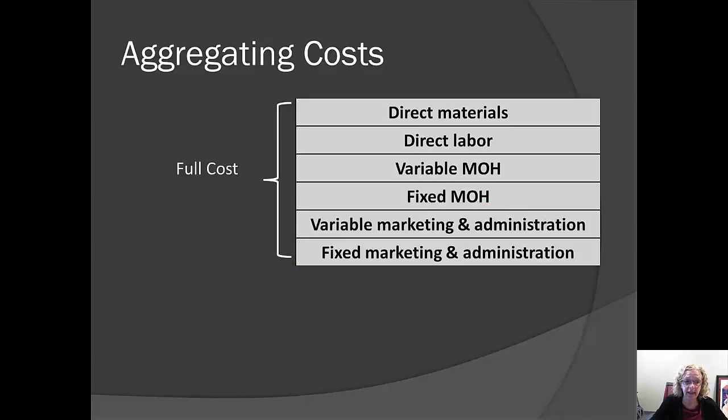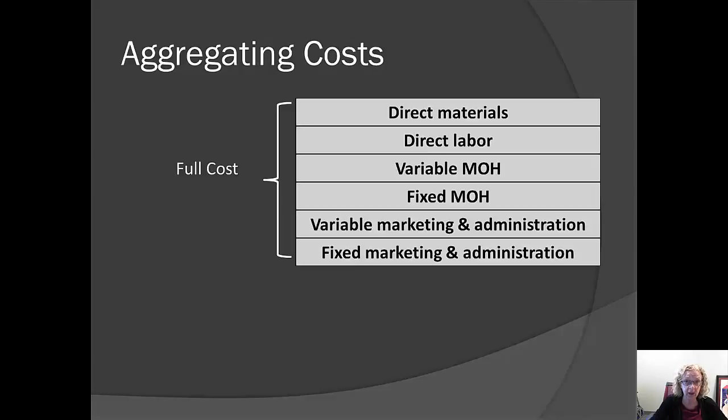Well, if we include them all, that's called full cost. And it's an important number because ultimately the goods that we sell have to cover their full cost in order for our firm to be profitable. But that's not the only way to understand these costs.